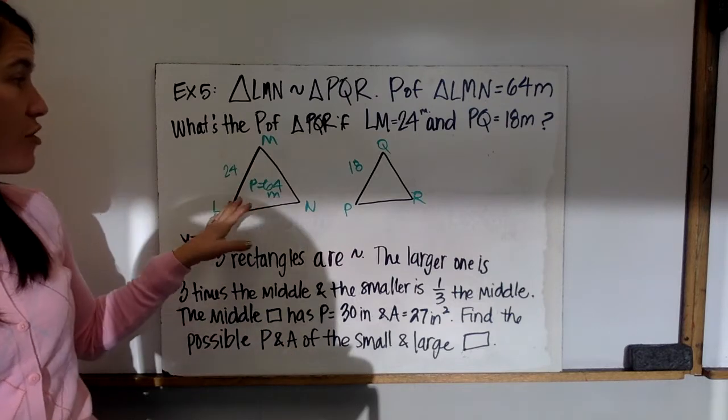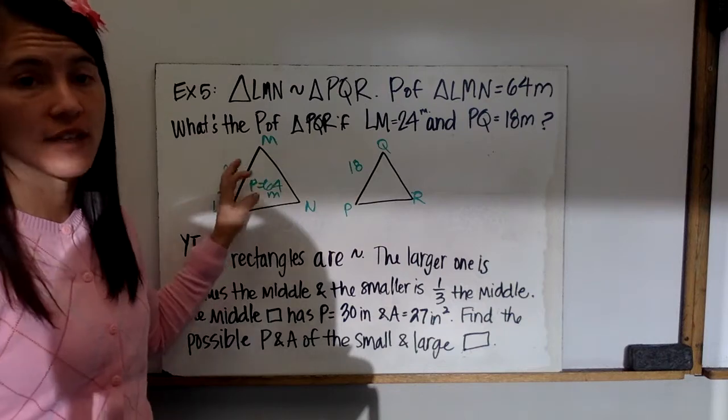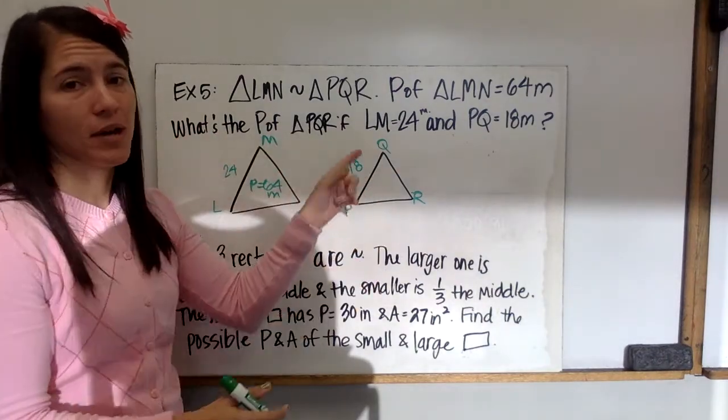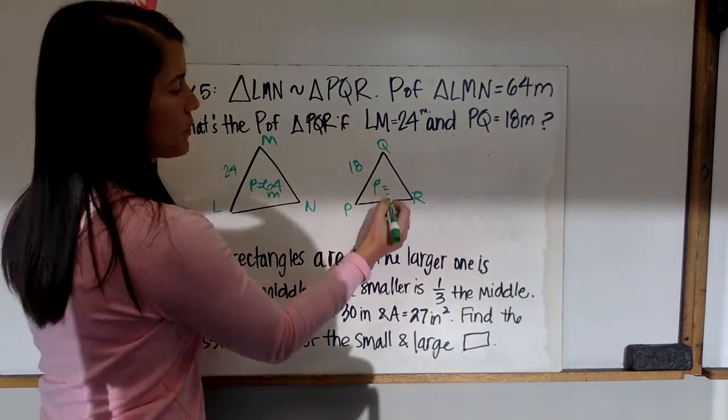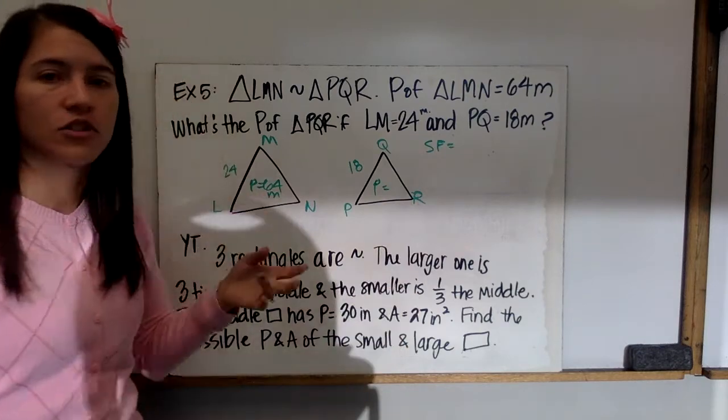Now, I know that this line is 24 and this line is 18. So I know that this dilation was a shrink. We started a little bit bigger and we got smaller. But my question is, what is this perimeter? So I first have to identify the scale factor. So this is a good review.